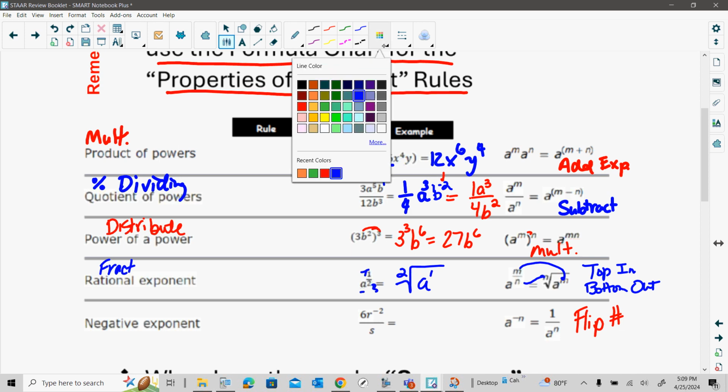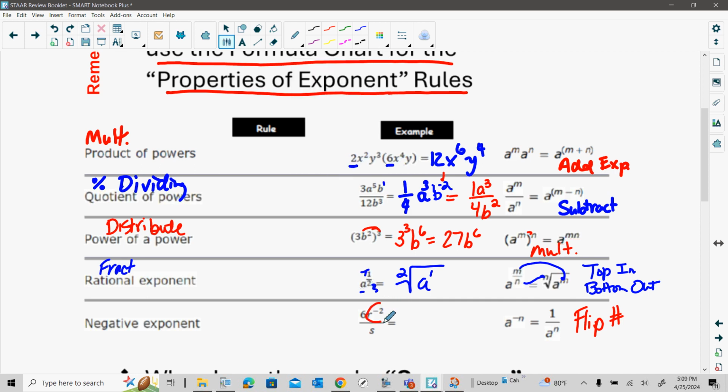And then our last one here, negative exponents. Remember, this is where the negative exponent is. We want to flip it to the bottom. Okay, so this becomes 6 divided by SR squared.